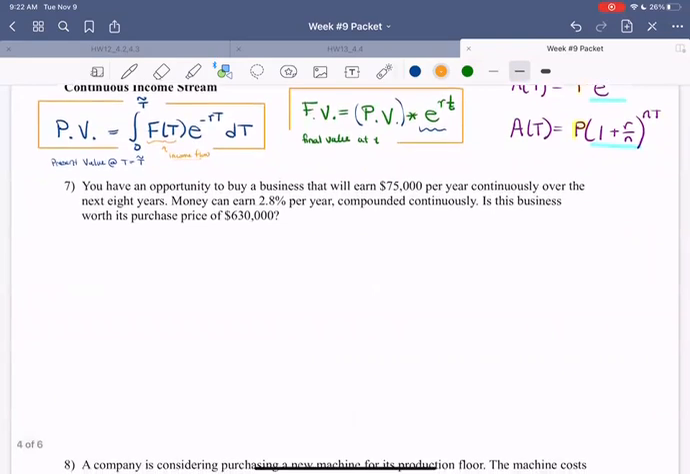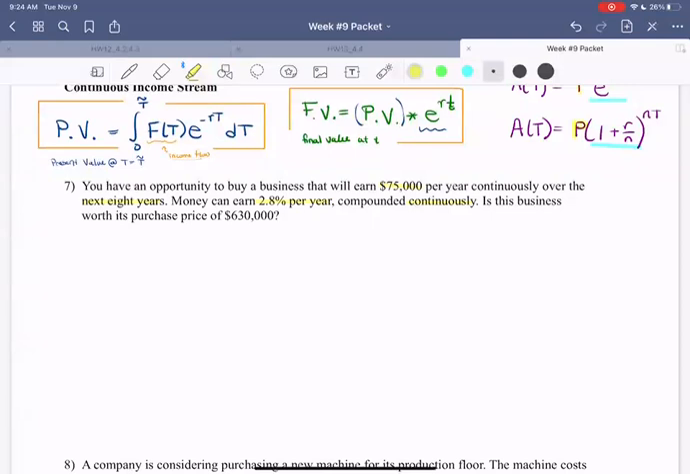Example 7 says, you have an opportunity to buy a business that will earn $75,000 per year continuously over the next 8 years. Money can earn 2.8% per year, compounded continuously. Is this worth its purchase price of $630,000? What I'd like you to do is pause the video and process this information for yourself. Reread this prompt, maybe make some scratch notes to understand what this business proposal is.